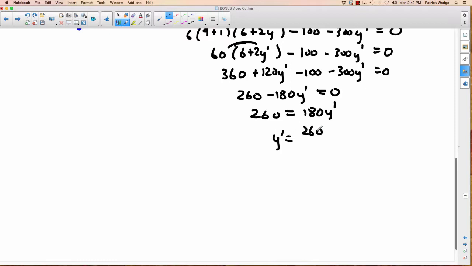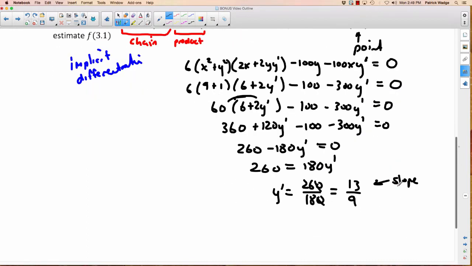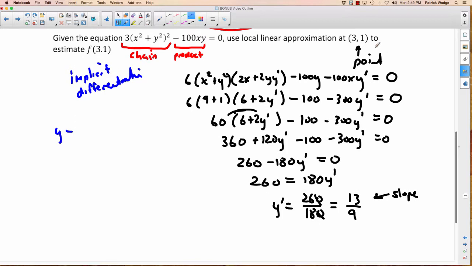So you're going to get 260 over 180. Could knock off a 0 there and get 26 over 18. Divide them both by 2, you get 13 over 9. So this is our slope. So when you have a point and a slope, and you want to get the equation of the tangent line, you can just use the point-slope form. So we're going to go y minus y1, which is 1, equals the slope, which is 13 over 9, times x minus x1, which is 3.